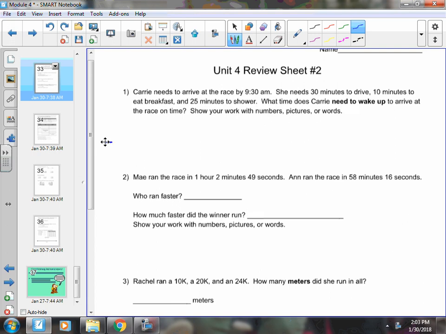Number 1 is a time problem. We're going to show it with a number line and with a subtraction problem. Carrie needs to arrive at the race at 9:30, and they're asking what time does she need to wake up. I could jump back 30 minutes, then jump back 10 minutes, then jump back 25 minutes, and I'll get the right answer. But I think I'm going to add those three numbers together.